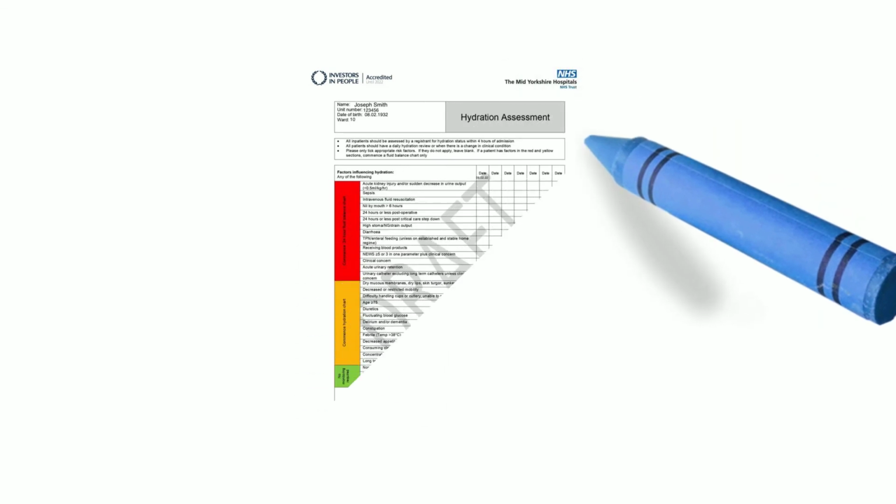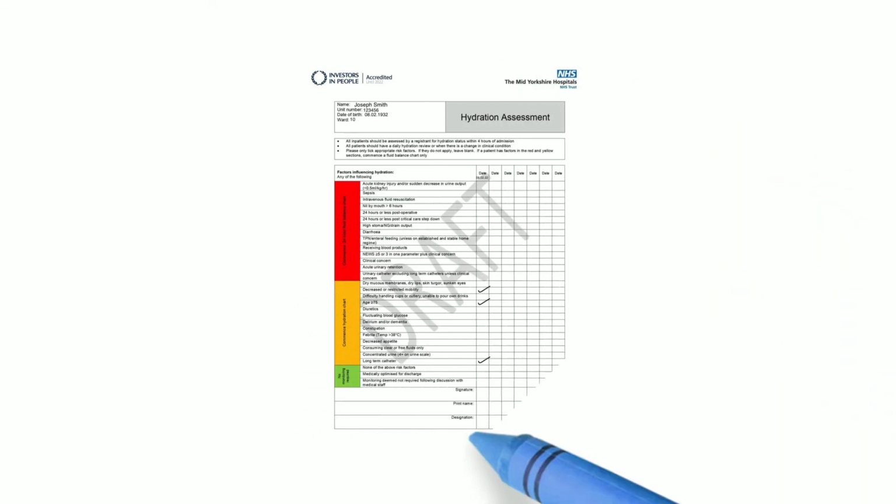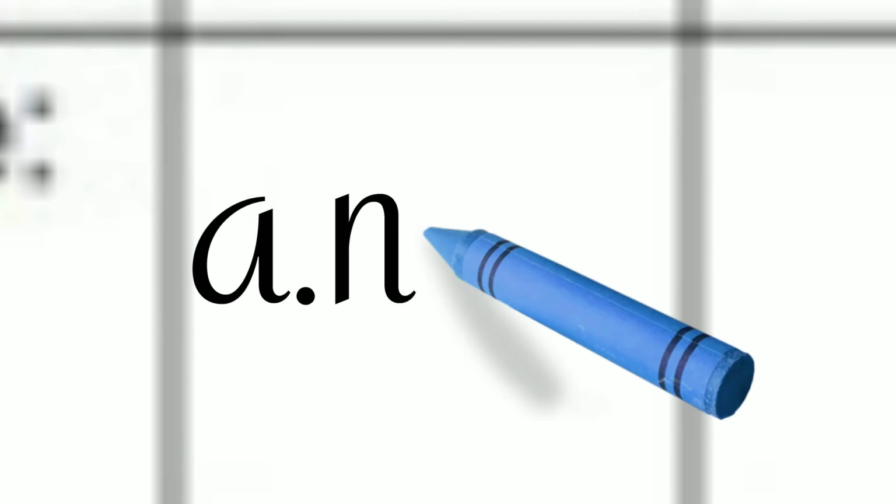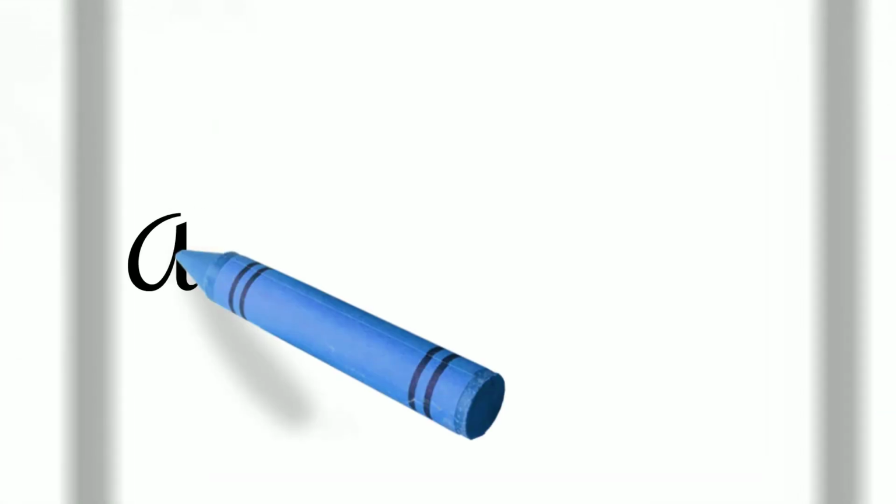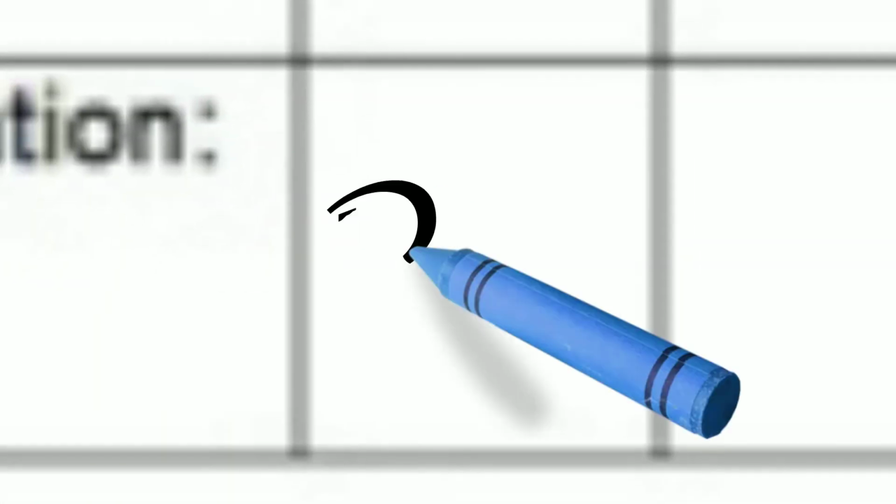From the example on the screen, patient Joe requires a hydration chart because the following risk factors have been identified. He has reduced mobility, he's aged over 75 and has a long-term catheter. Please always ensure registrants completing the assessment form sign the document accordingly, including printing name and designation. The form fully completed should look like this.